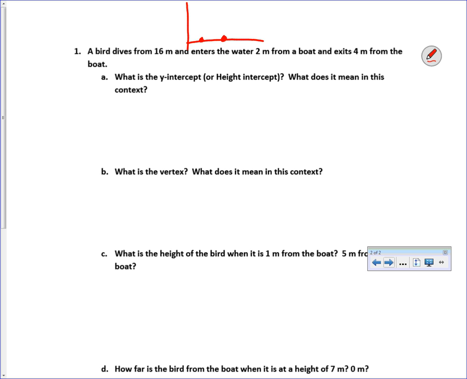It starts at 16 meters and 2 meters from the boat. So it starts at 16 meters, flies down, and then zips out. So that looks like a parabola, right? So these are specific points. We've got (0, 16), we have (2, 0), and then we also have (4, 0) for our points.